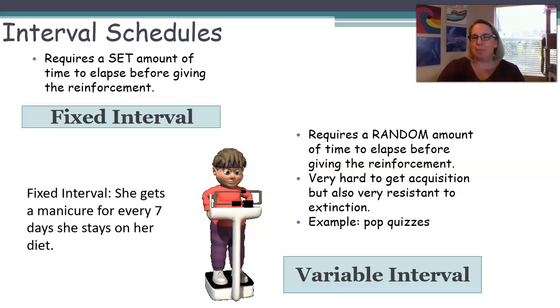So an example of this are pop quizzes. If I were to give you a pop quiz at random points in time, you never know when it's going to happen. You are always prepared. After you fail that first couple, then you're like, oh, she might give us a pop quiz. It might be today. I don't know.